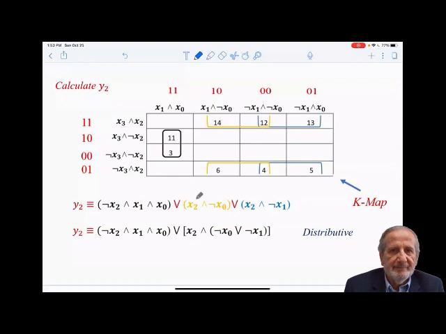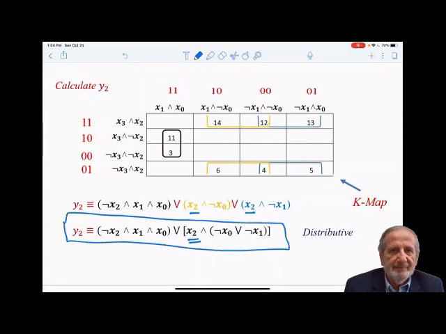So what happened here, X3 is gone. You have X2 and not X0. On top here, X1 is gone. So you get that here. The blue, up and down, X3 is again gone. You have X2, and on top here, X0 is gone, and not X0, not X1. Now, it so happened that here X2 is common, so you can take it out, using the distributive law, and now we have Y2 as a function of X0, X1, X2, X3. There's no X3 here, but that's fine.